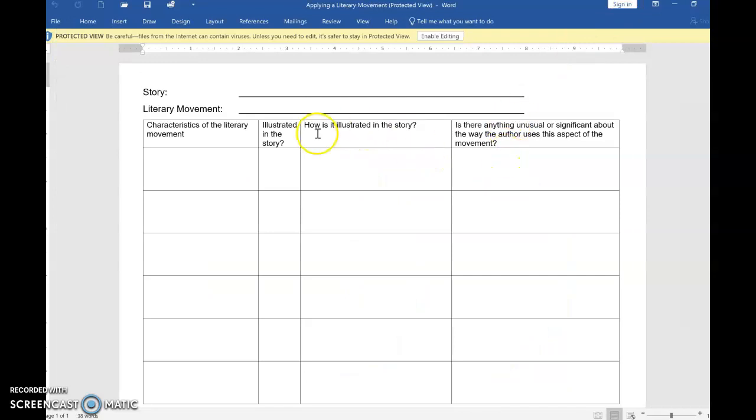Okay. The next one is applying a literary movement. Now, this is just set up as a chart that you can use to brainstorm some ideas. So if you're leaning toward doing the topic about applying a literary movement to a story, so for example, realism, naturalism, or regionalism, then this would be the worksheet to do to help you come up with details.